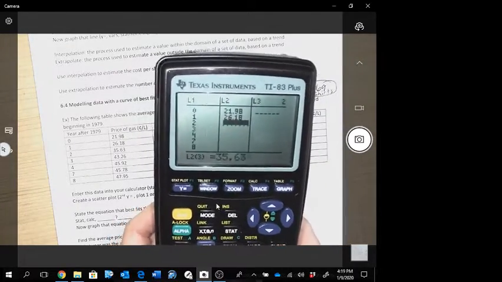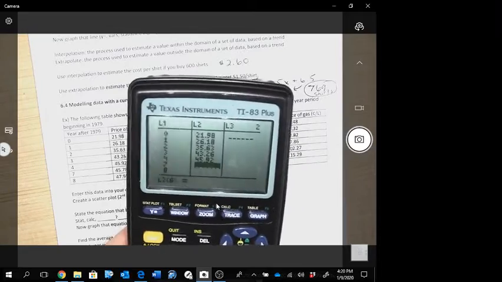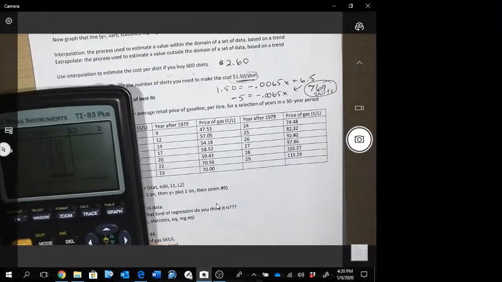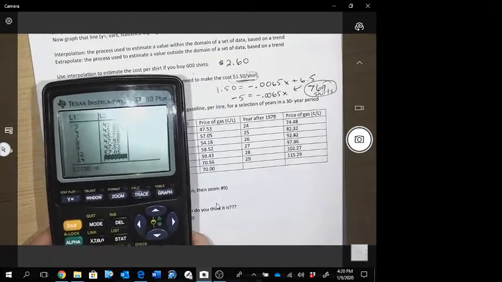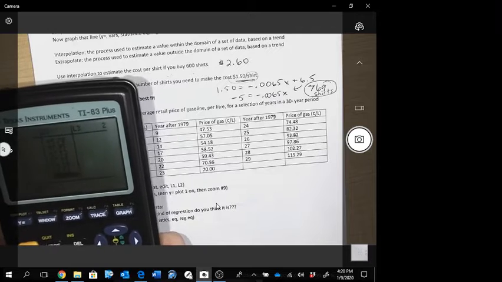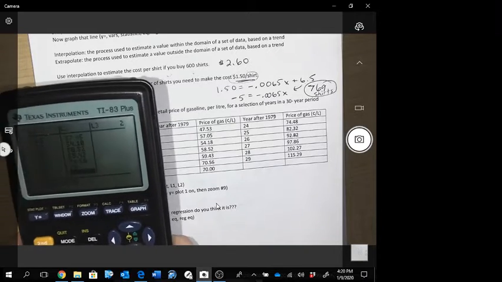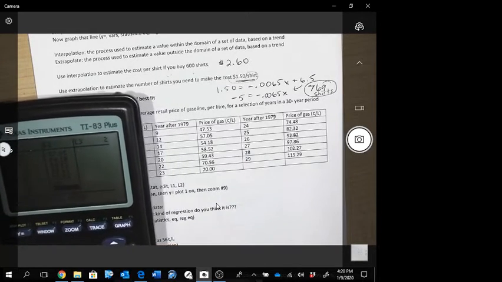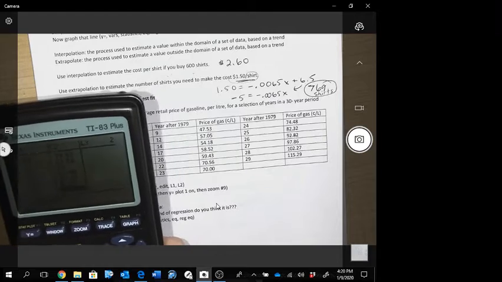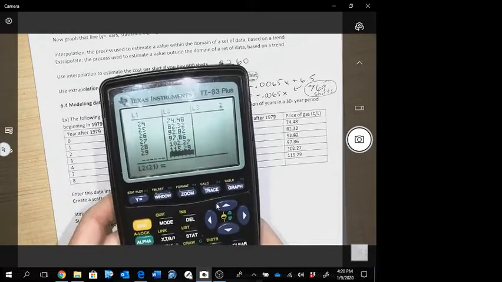Sorry, I could have had this done. This might take a little bit. You can see what I'm doing there. Okay, almost done. Okay, so I have it all in there.